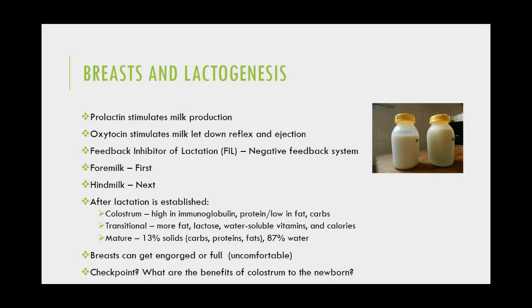Foremilk is the first milk that comes out as a baby begins to nurse. And hind milk is the milk that comes out last. So there's sort of two different consistencies in those two milks that come out at the same feeding. Foremilk is more like a skim milk, sort of, and hind milk has all of the fat content and more of the calories in it.